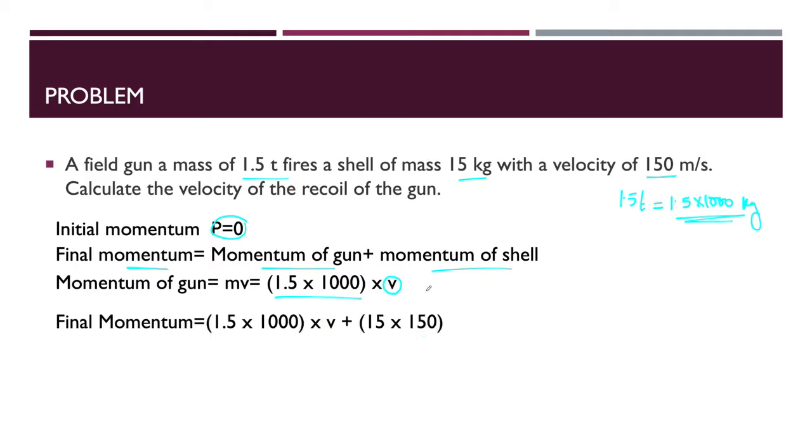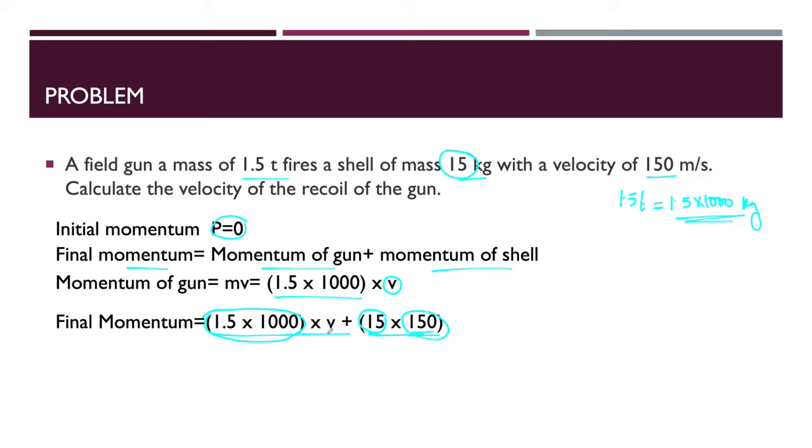And what is the momentum of shell? The mass of the shell is 15 kg, so it is 15 into velocity 150 meter per second. So the momentum of shell is 15 into 150. Okay, and the final momentum will be momentum of gun plus momentum of shell. So this is the M of gun, then V, and this is the M of shell and this is the V of shell. So we have to get the final velocity.